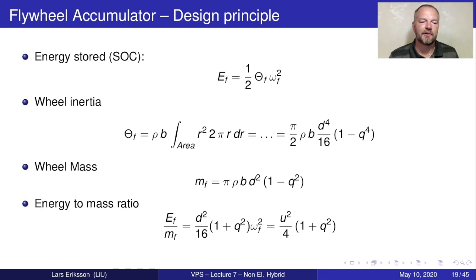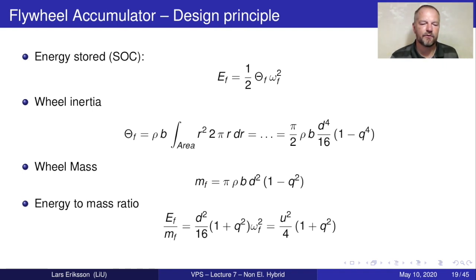So just repeating the equations from the previous slide, we have the energy stored, we have the wheel inertia, and the wheel mass is given by this. And if we take the energy to mass ratio and we compare it to the wheel mass, so the wheel mass will decrease when we start to hollow out the wheel, but the energy to mass ratio will increase when we do this hollowing out.